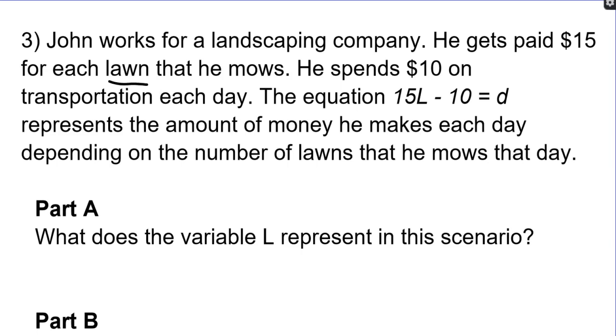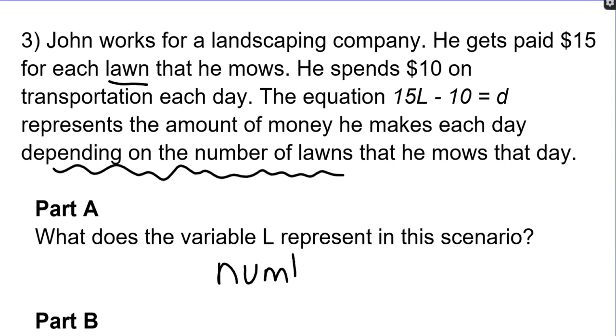And if you look at our question, it says represents the amount of money he makes each day depending on the number of lawns. When you see that word depending, you know I'm about to define that variable that's in the middle of the equation for you. I'm about to tell you what it represents. So his dollars depends on the number of lawns. That means the L represents the number of lawns. So that's the number of lawns that he mows that day.